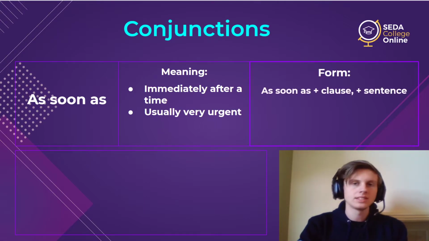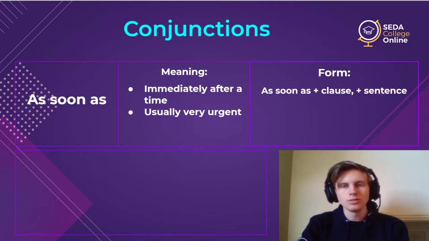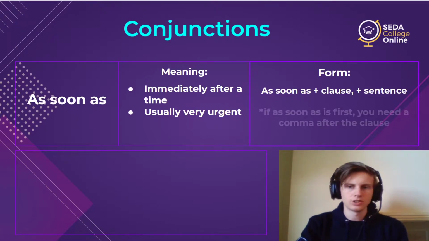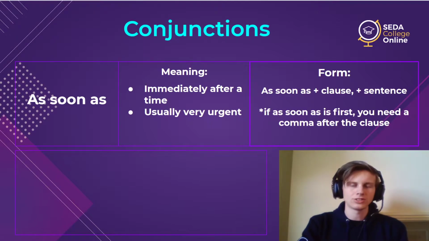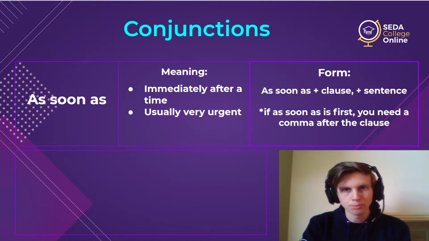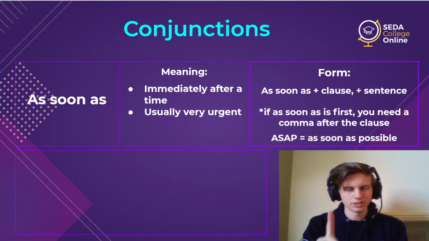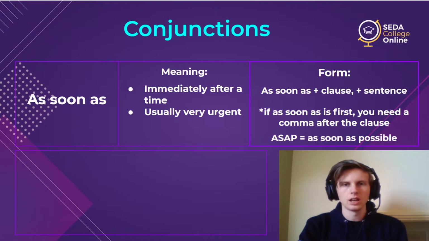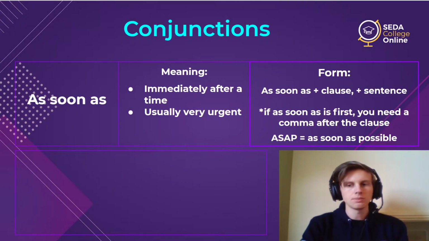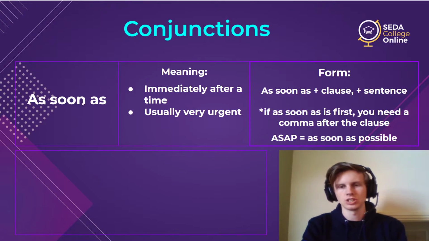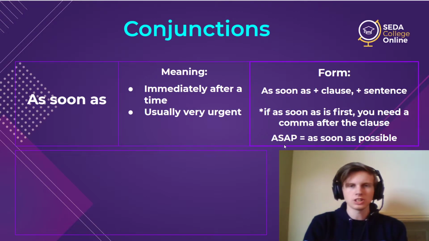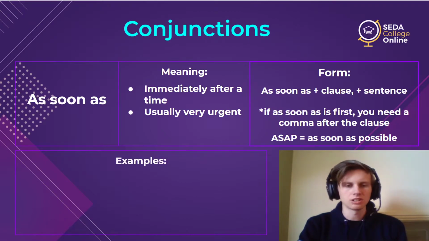And so the form is the same as before. It's as soon as, a clause, and then the rest of your sentence. And of course, if the as soon as clause is first, make sure you put a comma. There's also the common abbreviation ASAP. If anyone's ever seen this abbreviation, it means as soon as possible. Taking this conjunction here and making it an abbreviation. I just included that because it's connected to the phrase. So what does it look like?